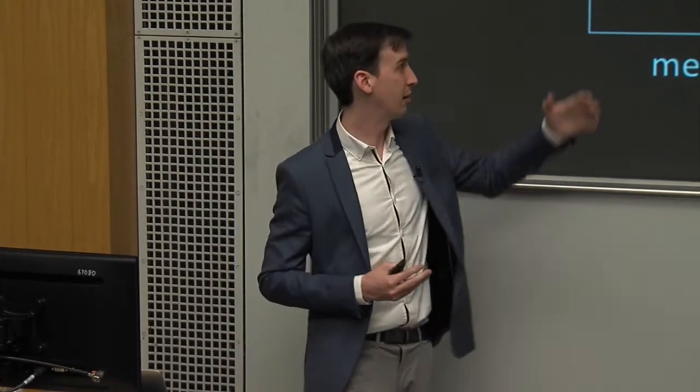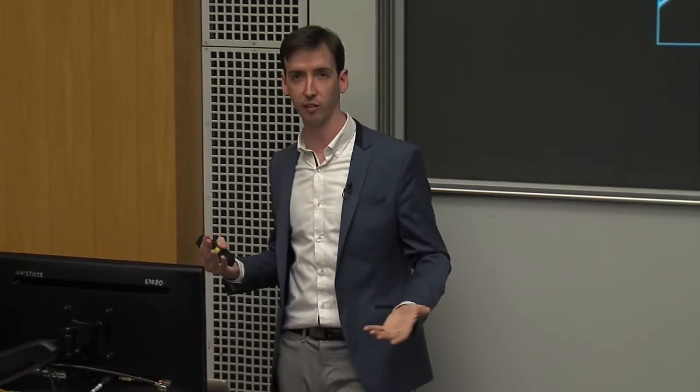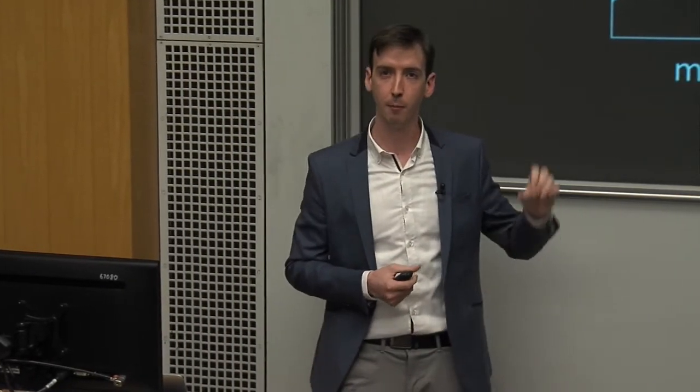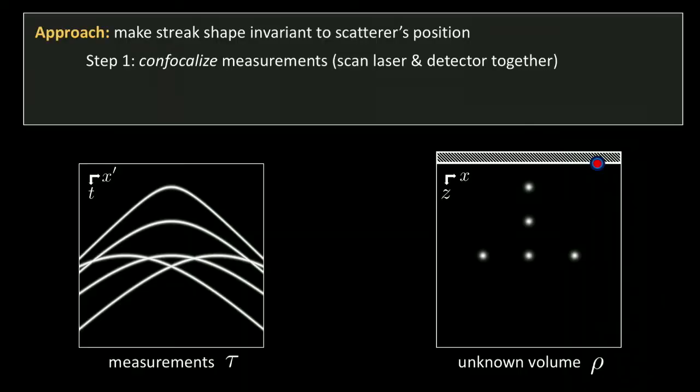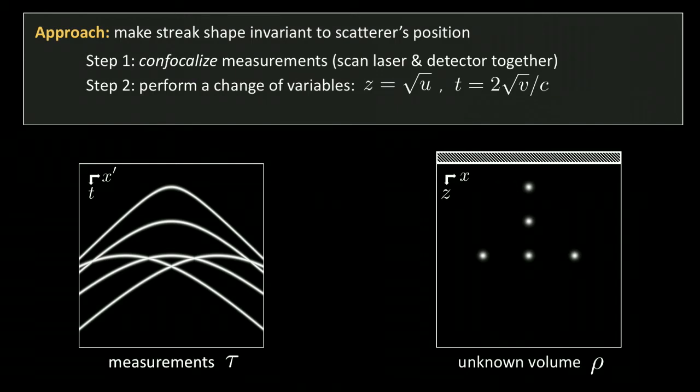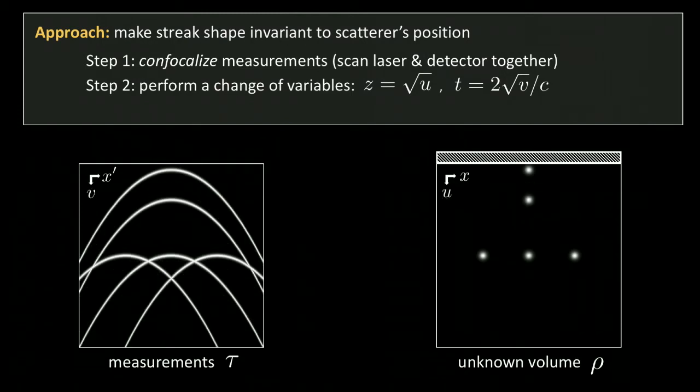And that's a nice property to have, because then for those particular scatterers in space, they're basically related to the measurement through some deconvolution process. So it would be very easy to solve for a particular plane and depth by making use of these confocal measurements. The problem now is that you have different scatterers at different positions and depth, and those produce streaks of different shape. So we can introduce another step, and that is to perform a change of variables on the measurements and unknown volume. This change of variables basically stretches the two in order to make the streaks also produce the same shape for different scatterers at different positions and depth.